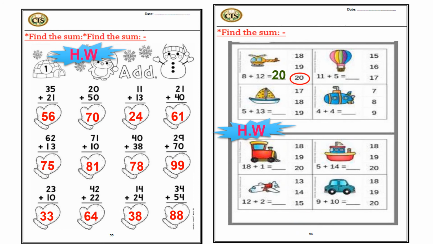5 plus 13. I will put the biggest number 13 in my mind, 5 on my fingers, and count after 13. 14, 15, 16, 17, 18. So I will choose 18. 11 plus 5. I will put 11 in my mind, 5 on my fingers, and let's count after 11. 12, 13, 14, 15, 16. I will choose 16. 4 plus 4, it's so easy, equals 8. And now you can complete that page as HW.